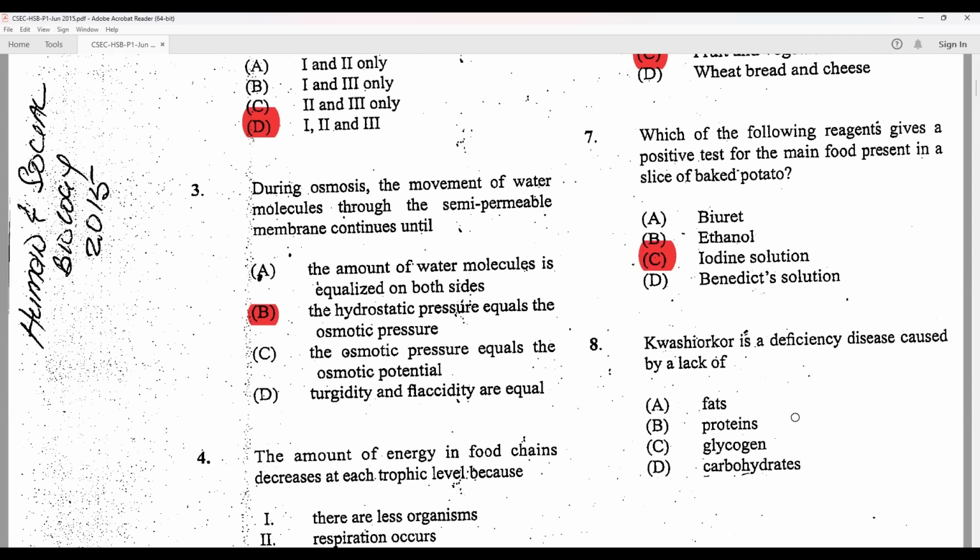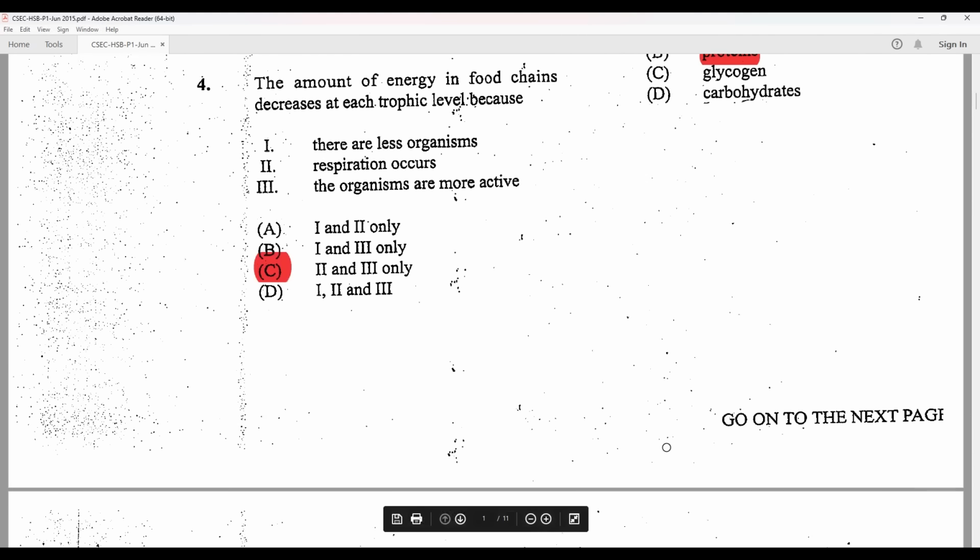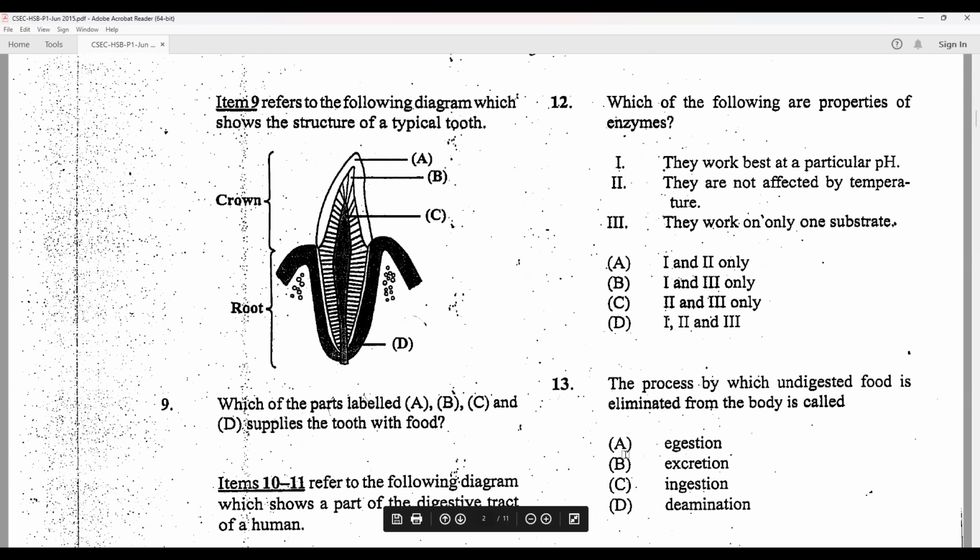Number 8, kwashiorkor is a deficiency disease caused by a lack of which food group? This one, the name makes it memorable. Proteins. Question 9. Item 9 refers to the following diagram, which shows the structure of a typical tooth. Which of the parts labeled A, B, C, or D supplies the tooth with food?